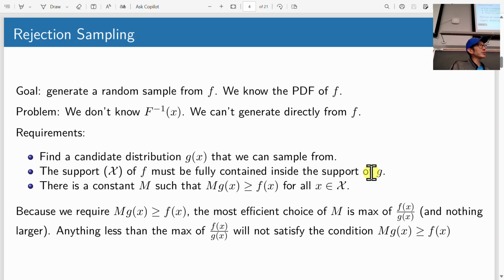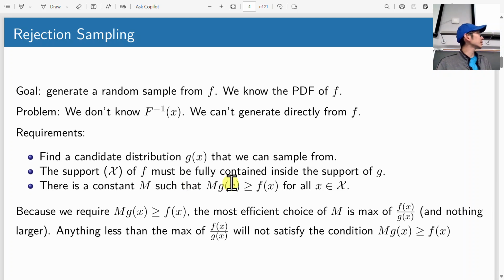So you could say, well, what if I go out to +7 or -7 with my uniform? There's always going to be some kind of compromise where it might be a 1 in a trillion situation, and you can just say, well, for all intents and purposes, we don't have to worry about it. But if you want to have a random sample that truly reflects f, then the support of f must be fully contained within the support of g. Okay.